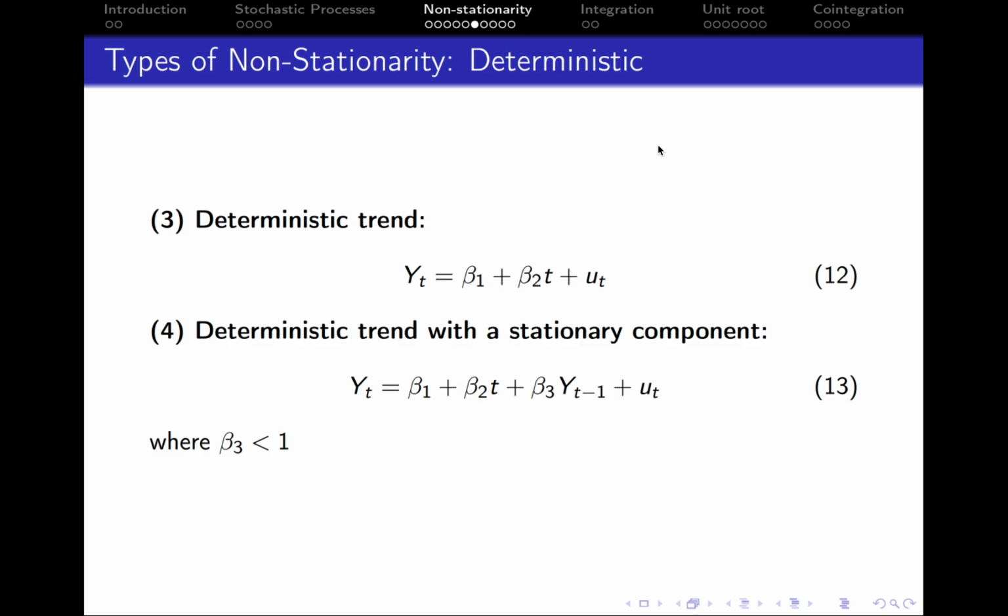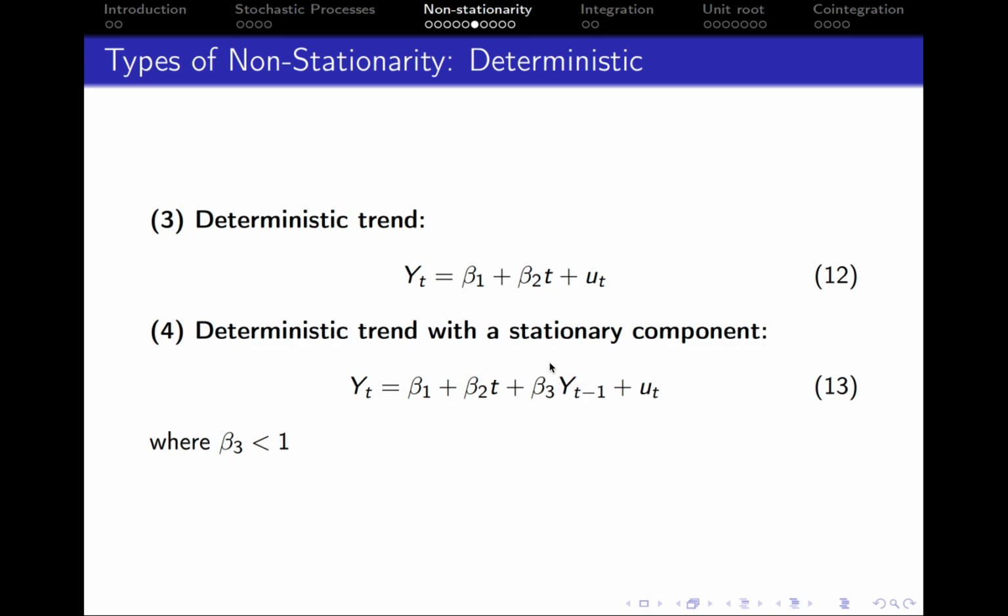We can also have a deterministic trend with a stationary component. For example, yt is now a function of beta 1, the trend, and beta 3 multiplied by the value of y in the previous period. And the very important aspect of beta 3 is that it is lower than 1. That's why we say that there is a stationary component. Because if beta 3 was equal to 1, then we would no longer have a stationary component.